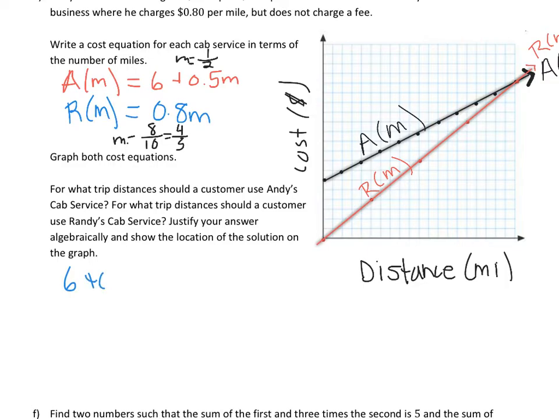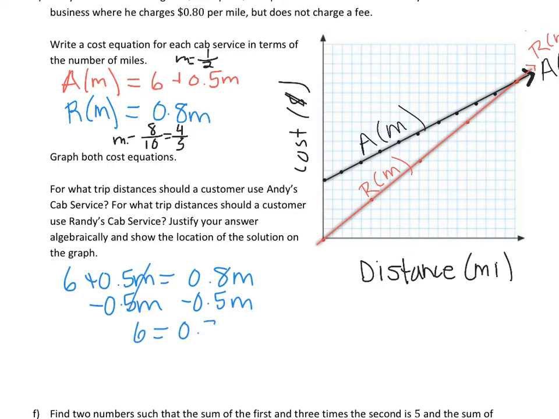6 plus 0.5 m equals 0.8 m. And let's go ahead and solve. Subtract 0.5 m. 6 equals 0.3 m. Divide by 0.3. And we get 20 equals m. So I know at 20 miles they're the same. And if you look at your graph, that is accurate. At 20 miles, it looks like, counting up, they pay $16.